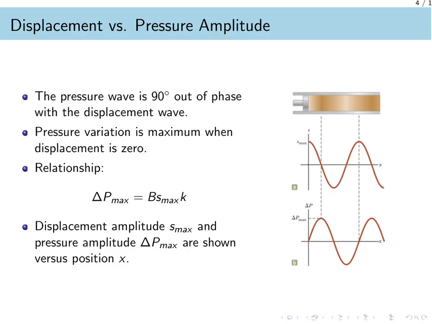This relationship is illustrated in the graphs shown here, where the top curve represents the displacement and the bottom curve represents the pressure variation. The maximum pressure change, or pressure amplitude, is mathematically defined as the product of the bulk modulus, the maximum displacement amplitude, and the wave number. This shows that the two ways of describing a sound wave are mathematically linked through the properties of the medium.